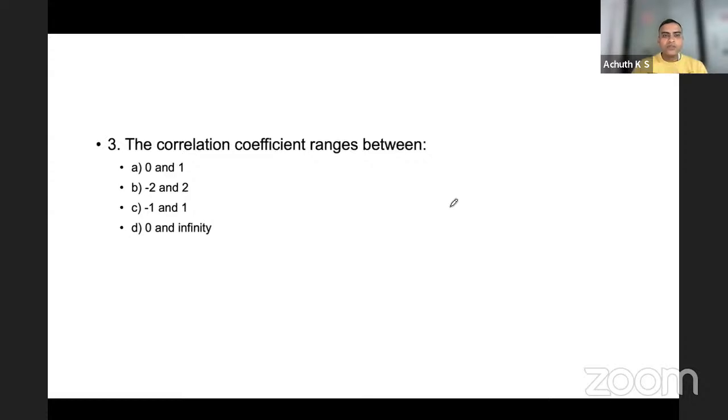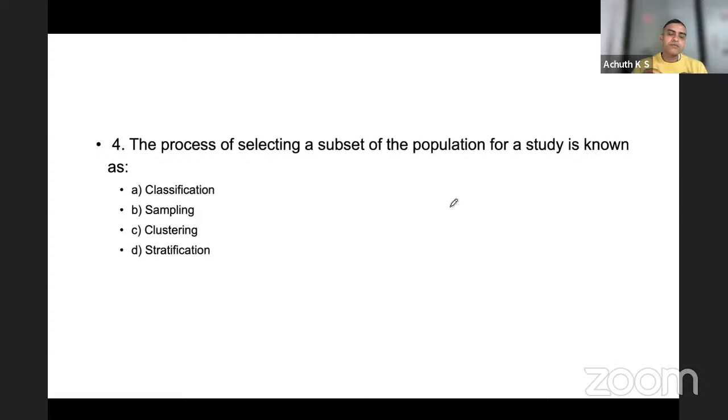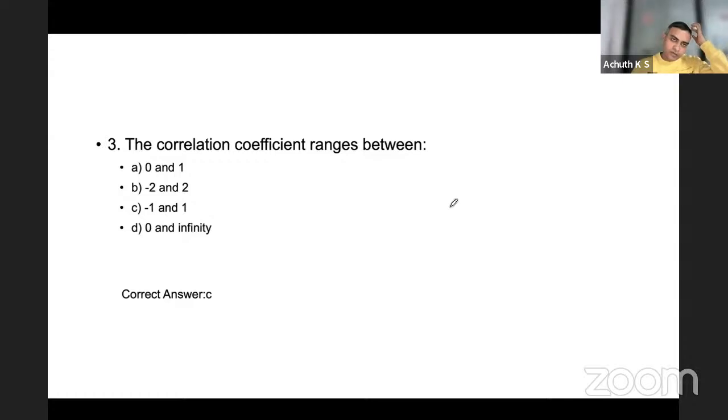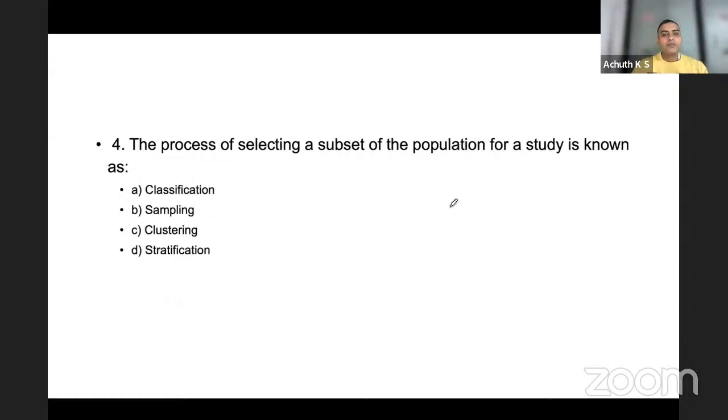The correlation coefficient ranges between -1 to +1 only. If it is +1, it is positive correlation. If it is -1, it is negative correlation. The process of selecting a subset of a population for a study is known as sampling.